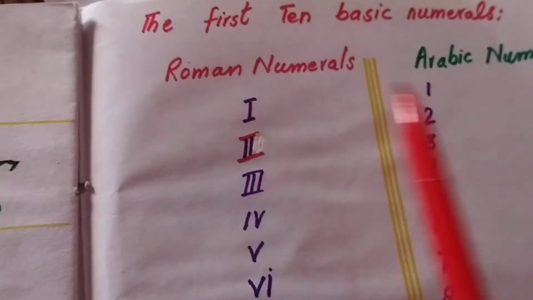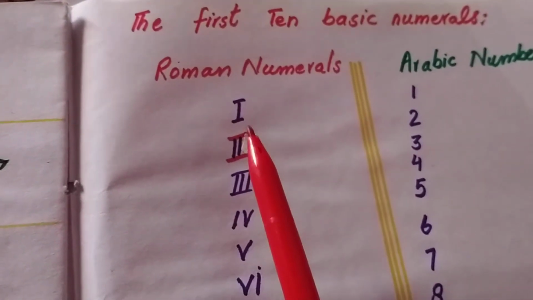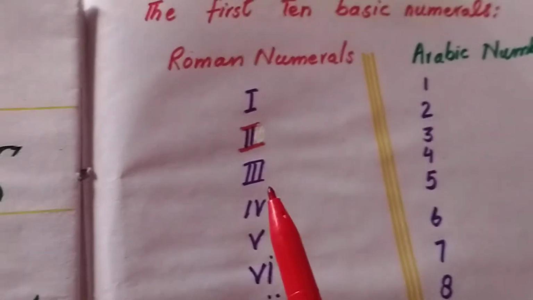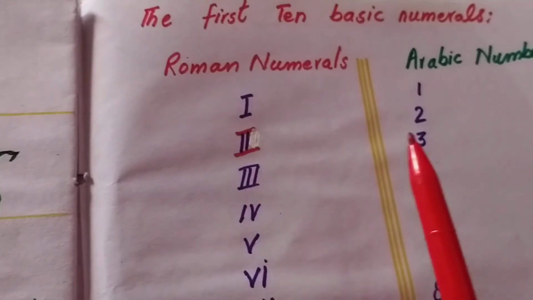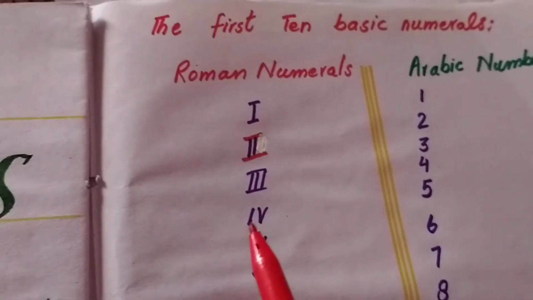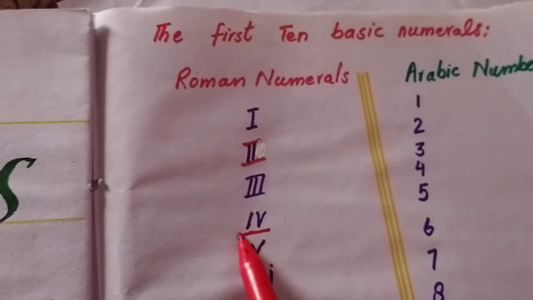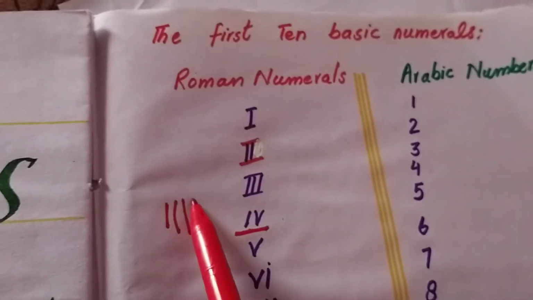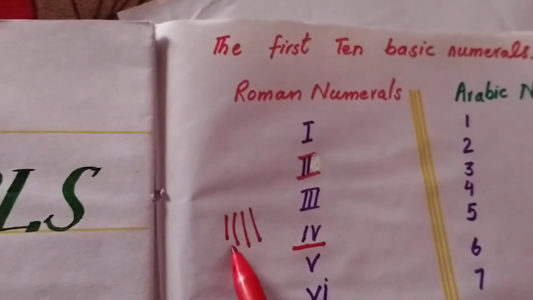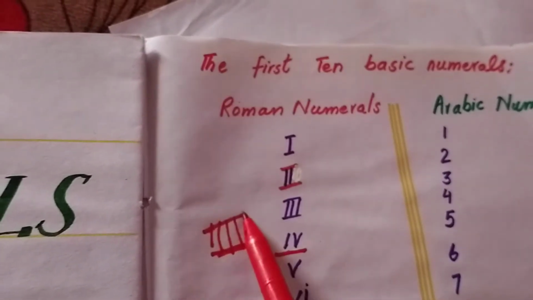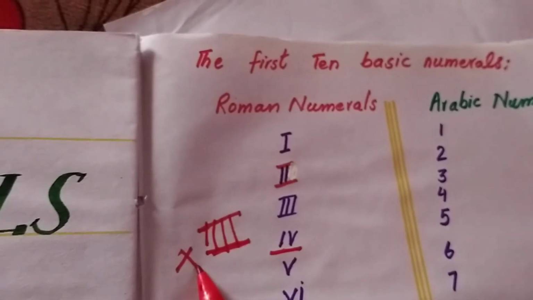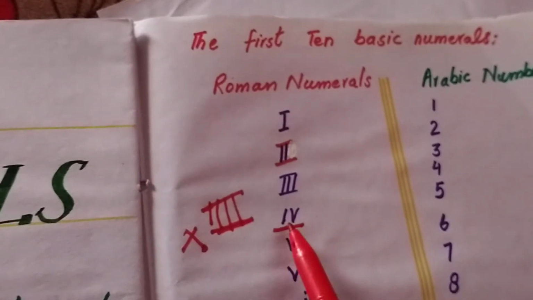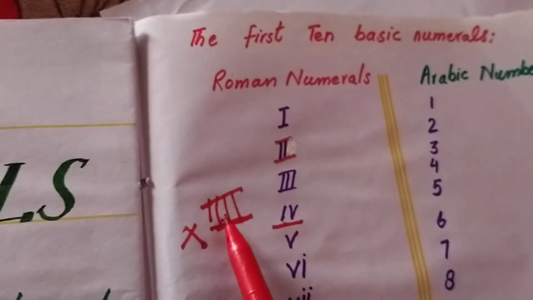1 is equal to I. Two lines, II, is equal to 2. III is equal to 3. But this is the 4. If we write it like this, no, this is not a 4. It's wrong.